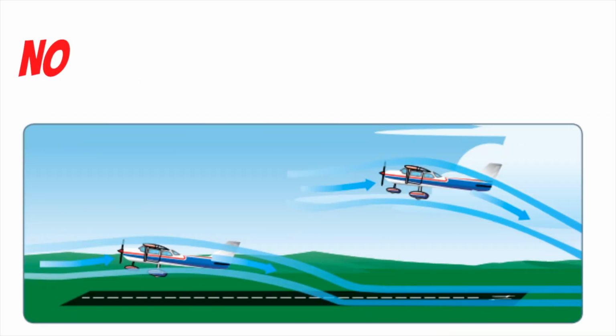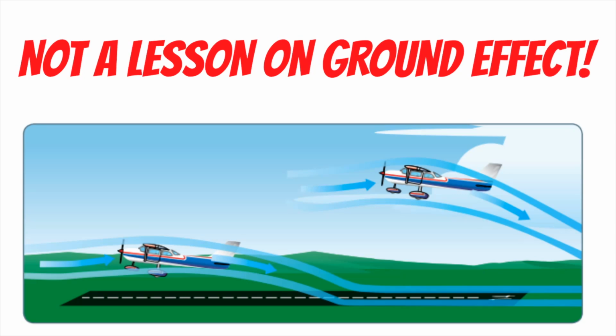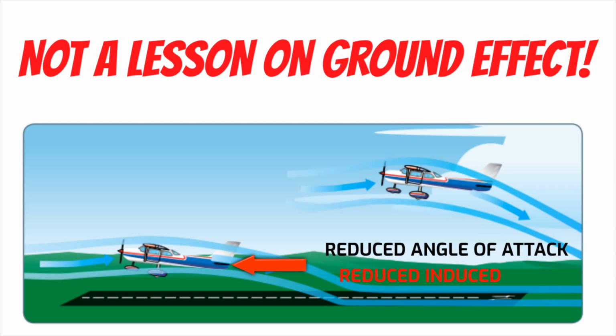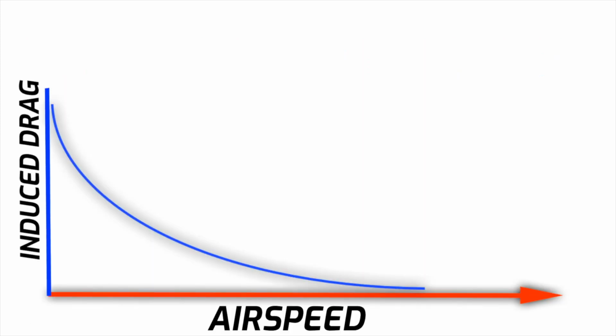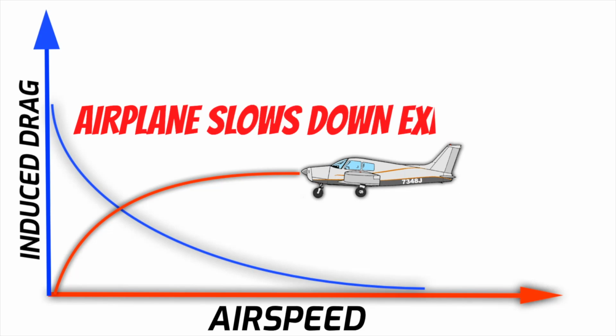Now, this video is not a lesson on ground effect, but something that every pilot should understand is that when you fly in ground effect, it actually reduces the aircraft's angle of attack. And more importantly, it reduces the induced drag acting on your airplane. This is important to know because induced drag increases exponentially as your airplane slows down. Because of that, induced drag can actually cause the airplane to slow down exponentially as well. And this creates a problem.